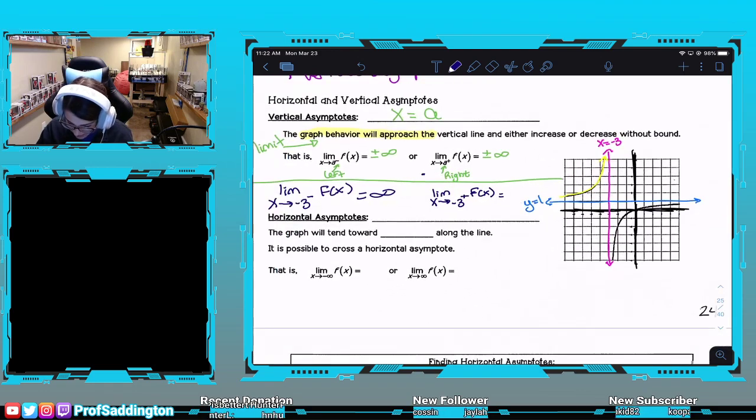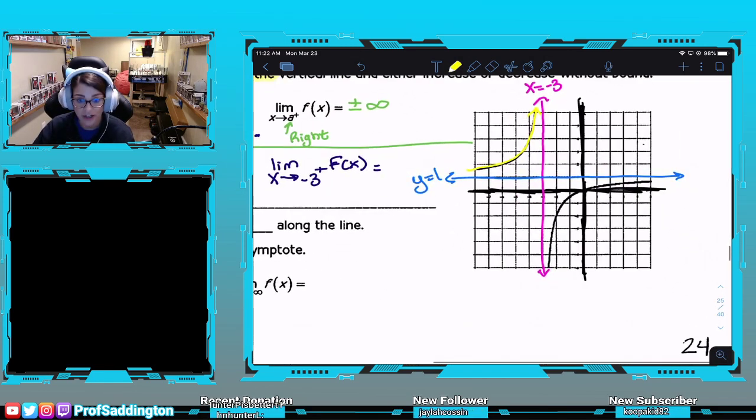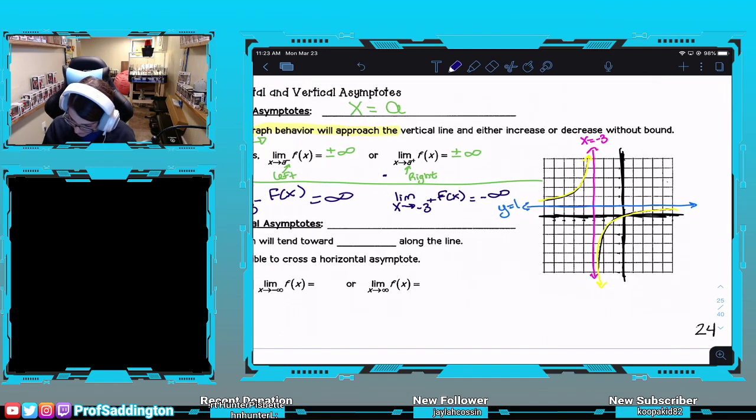So for this, we need to go all the way to the right and see where our curve takes us. So I'm all the way to the right, and I'm following my curve, and I'm going down and down and down and down and down, which means I must be approaching negative infinity. Okay.